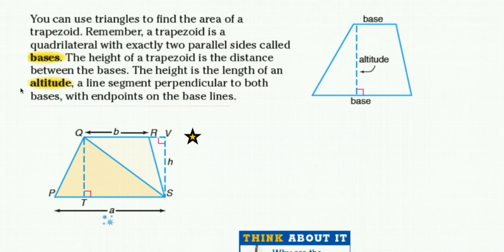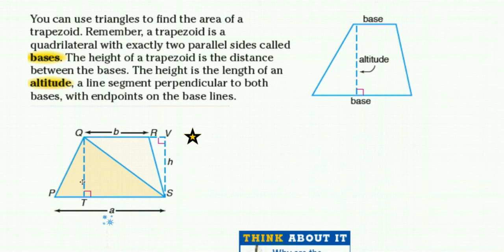The height is the length of the altitude, same here. Line segment perpendicular to both bases with endpoints on both baselines. So the endpoint is here, the endpoint is over there. And same as what we talked about, the height is always perpendicular to the base. Okay? So the height is always perpendicular to the base.